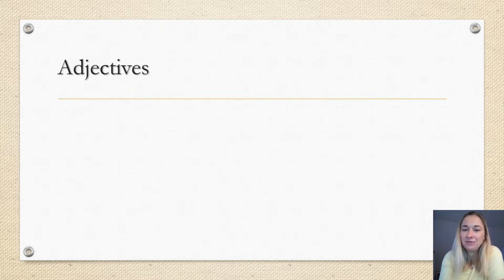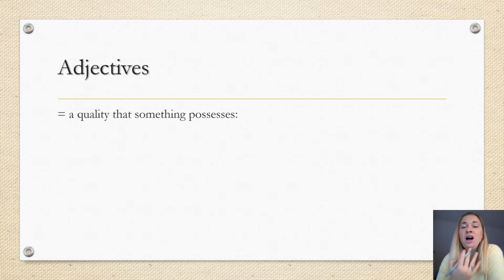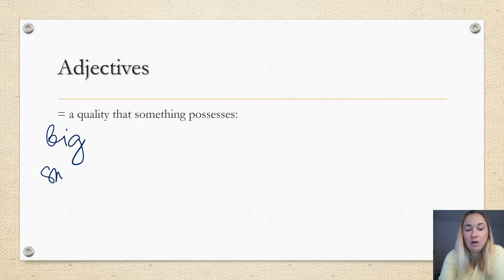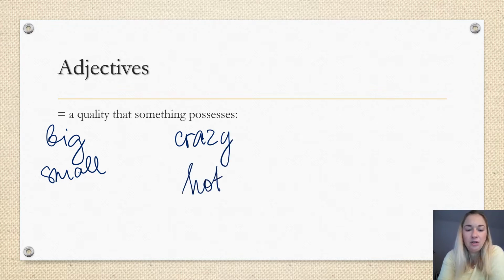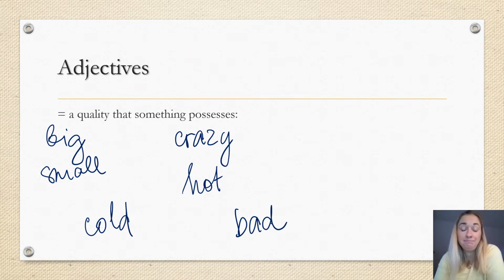So what are adjectives? Adjectives are the words that describe a noun, a quality that something possesses. There are tons of adjectives in the English language and you know the majority of them. For example, words like big, small, crazy, hot, cold, bad, tiny, etc.